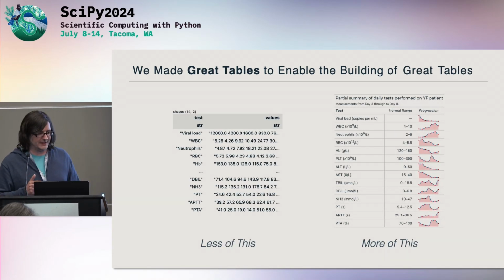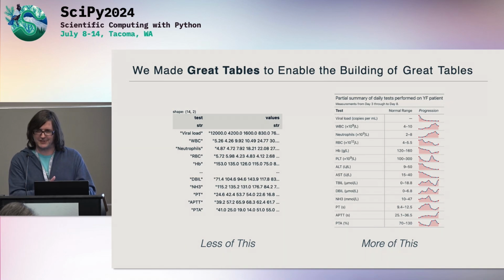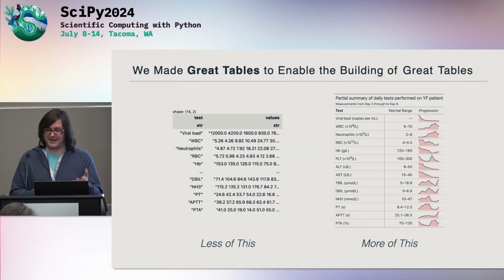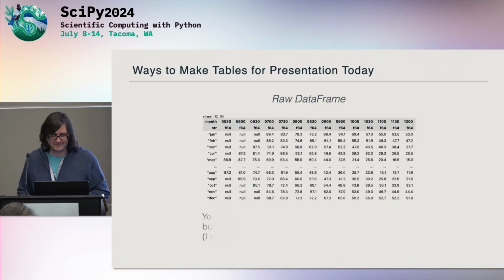So what I want to see in the world is less of the stuff on the left, which is basically just a data frame printout in a console, and more of the table on the right, which looks super nice. It has a title. It has nicely formatted, pretty much everything. So that's the world I want to live in.